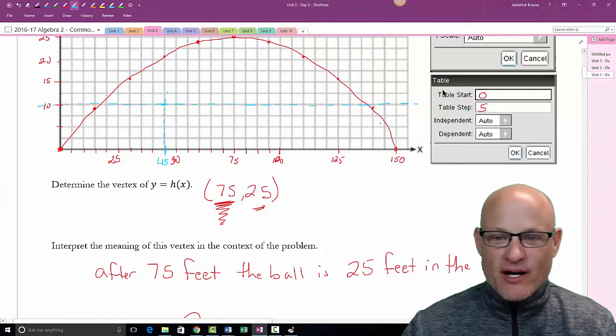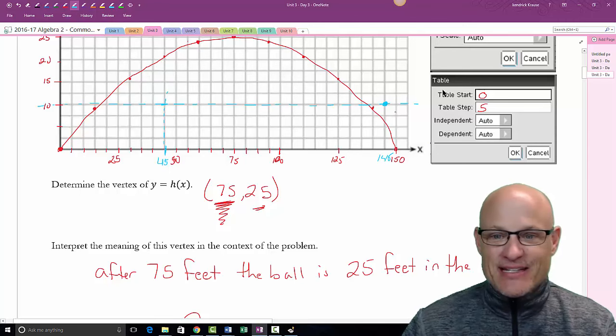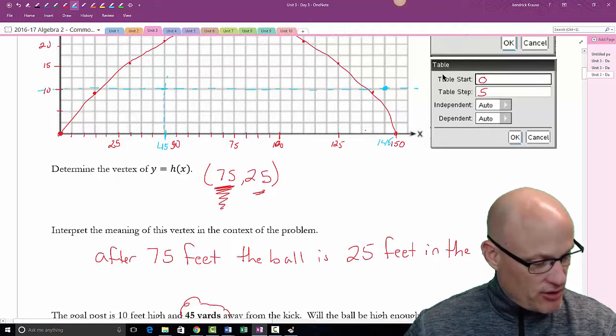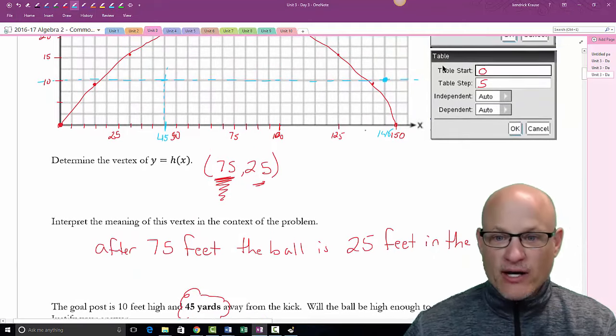So really what we want is this 10 yards, but we need to be out here at 145 feet. And so this is 145 feet. And here is my bar height. That's why I graphed that 10. Does the ball go over the bar? No, it falls short. What was the bar height at 145?